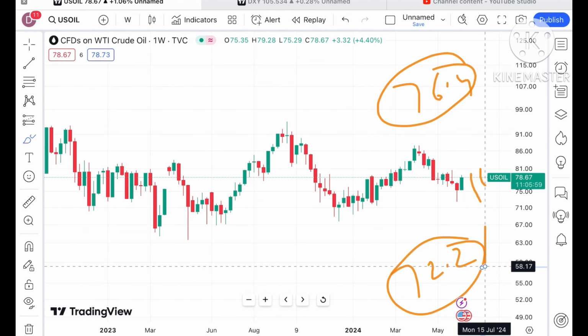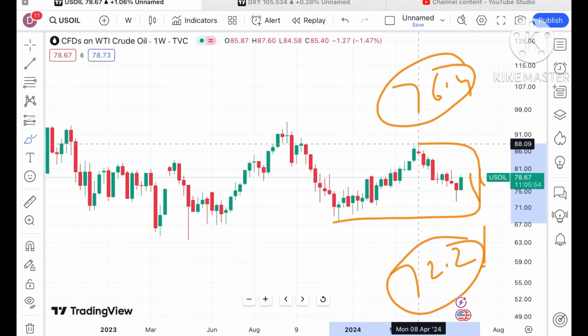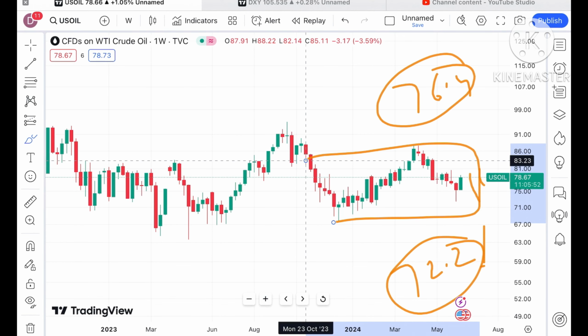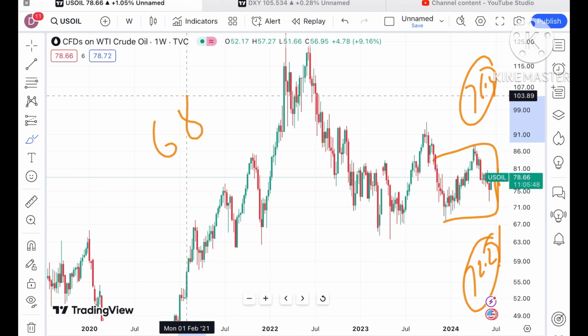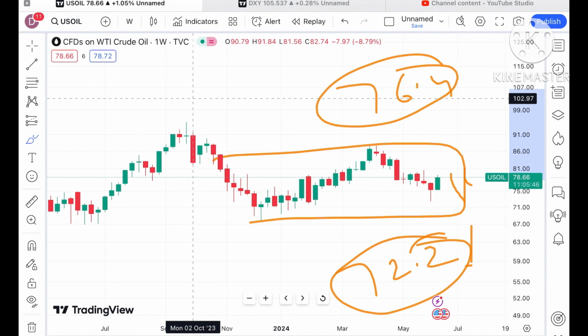Looking at this particular chart, there is a higher chance of going further down. This is the range where the price has been moving for so long, and if the price starts falling below 68, then only will we see a further fall.